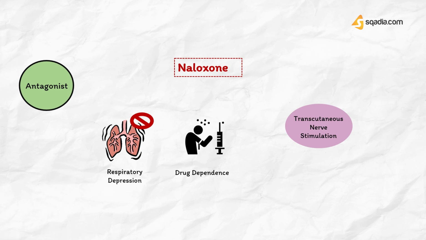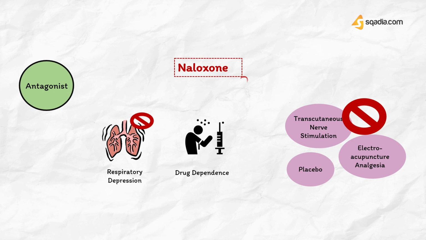Electroacupuncture analgesia, transcutaneous nerve stimulation-induced analgesia, and placebo effects can sometimes be partially blocked by naloxone, suggesting the involvement of the endogenous opioid peptides. That was all for now. Let's move ahead and learn other classes of opioids and learn them in an easy way.